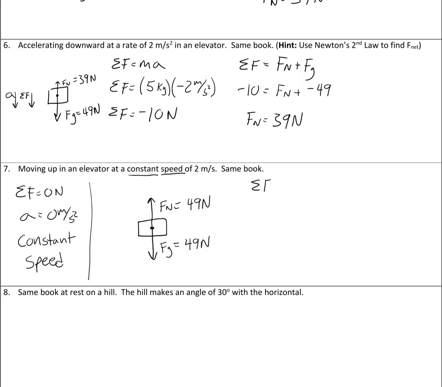Just for physics and giggles, what's the net force equation? Just Fg plus Fn. Again, the net force is 0. Fg is negative 49. You're looking for the normal force. The normal force is indeed positive 49 newtons. Very good.